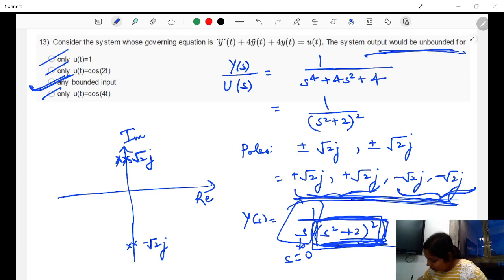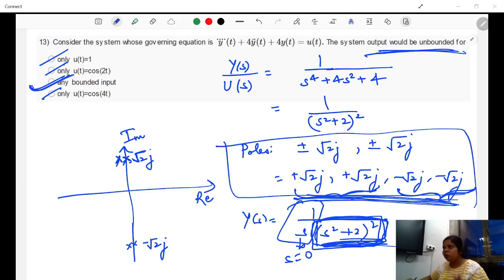So this is important. You got the answer just by looking at the poles, and you did not have to do inverse Laplace and go into the time domain. You just had to see the position of the poles. You did not have to check what input is provided to the system and take the inverse Laplace transform. So BIBO stability is a very important concept that helps you realize if the system's response is going to be bounded or unbounded, finite or infinite.